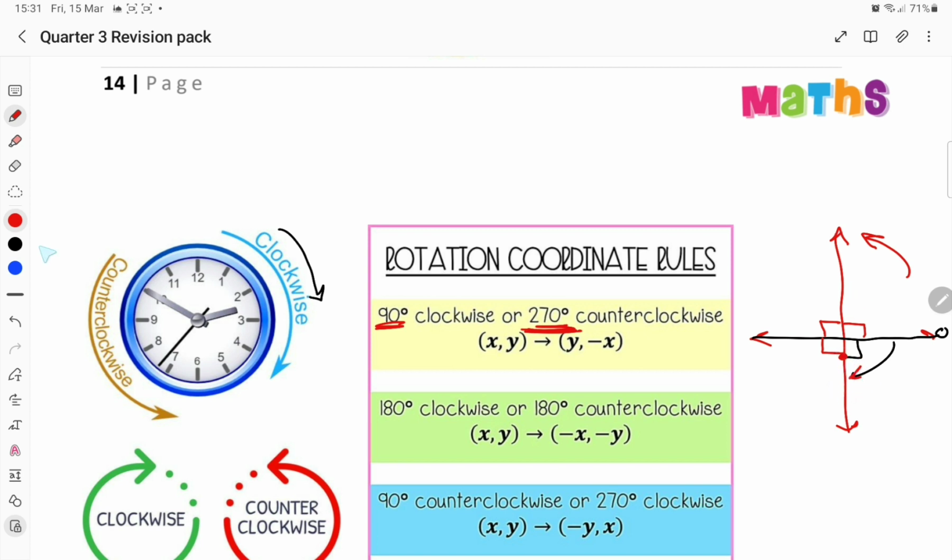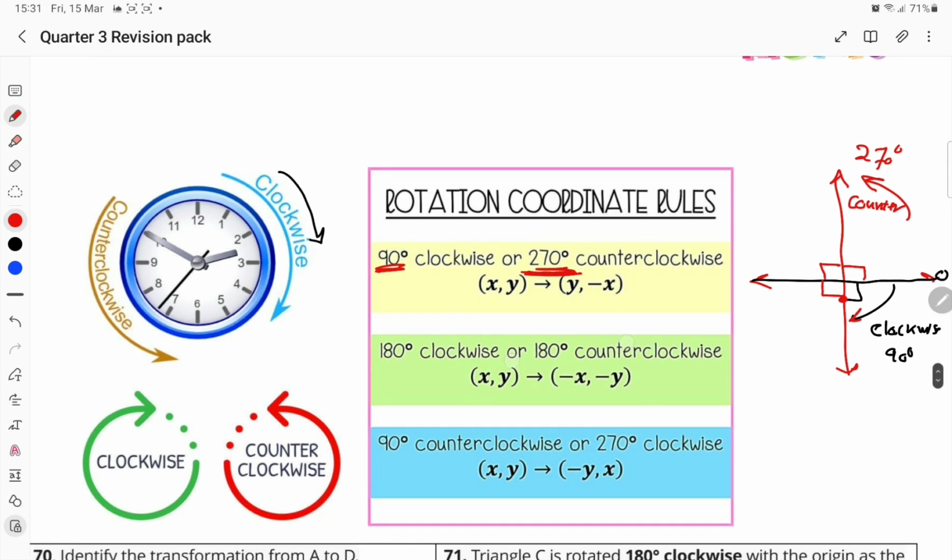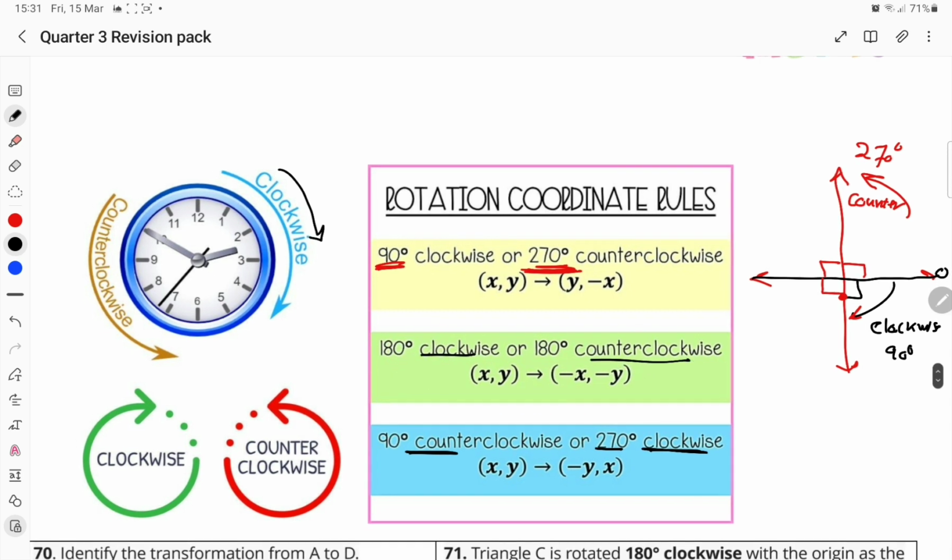So if you say clockwise 90 degrees, it will be the same as 270 counterclockwise. So both here are the same. And also, if you noticed here in the third rule, 90 counterclockwise is the same as 270 clockwise. Okay, so they have the same rule. 180 clockwise or counterclockwise, it doesn't matter. In the 180, both will be the same.